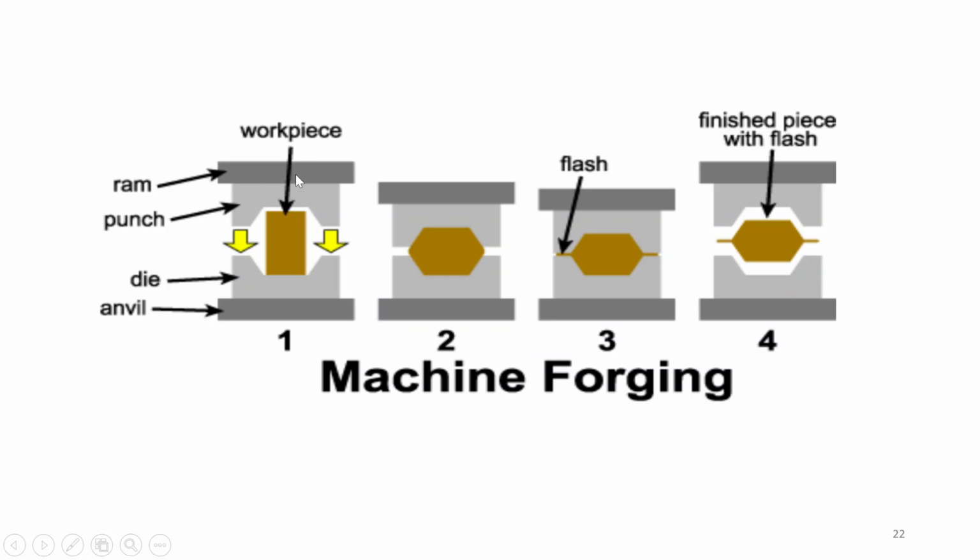The ram will be traveling at a particular speed, and in between you keep your workpiece or billet. After that, you provide a squeezing type of action, and the material takes the shape of the cavity, and there will be discard material attached to it. This is flash, which will be removed through machining. So this is the finished piece with the flash.